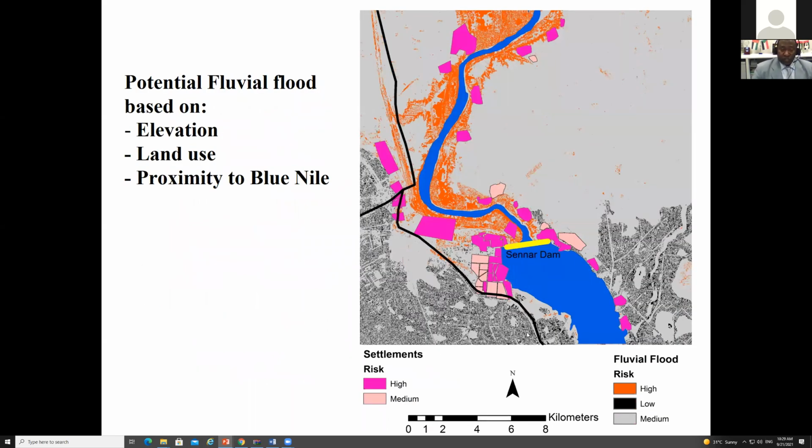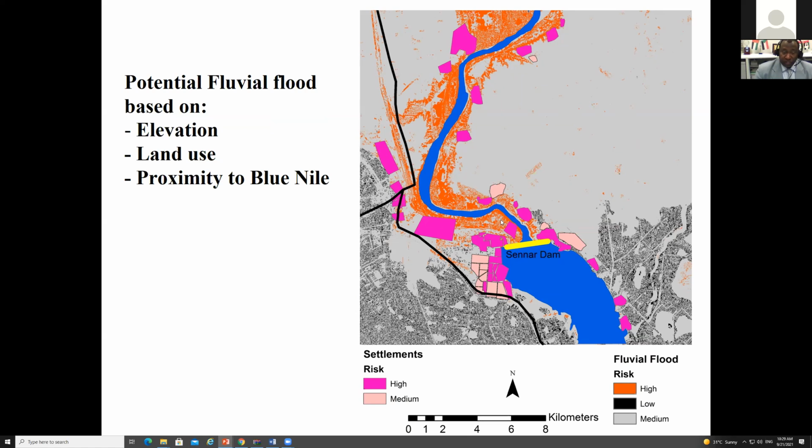We merge all the elevation, land use, and proximity to the Blue Nile to rate areas that are at high risk or medium settlement. As you can see here, all the settlements with this color are at high risk because they are very close. Also the risk along the river, red, means very high, very close to the river. Low is the black colors, and medium is all of the other areas. So we mainly focus on the high areas that are very close.